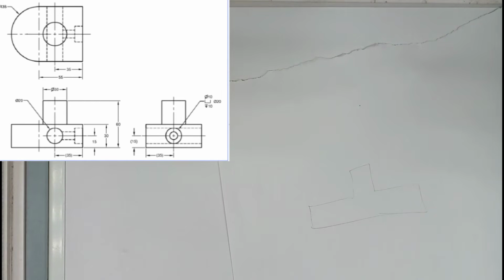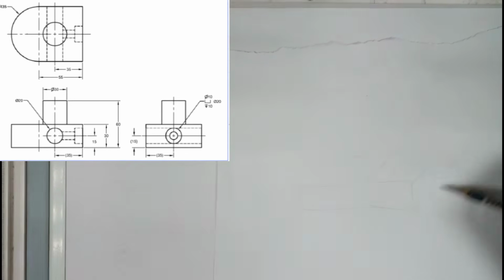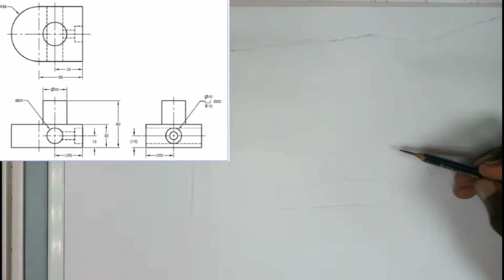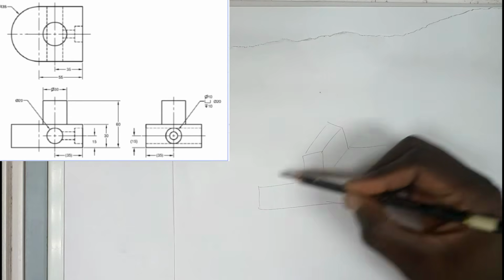Now we want to know how the object looks. So I'm going to make it look like it is in 3D. Just extend these lines, like this.